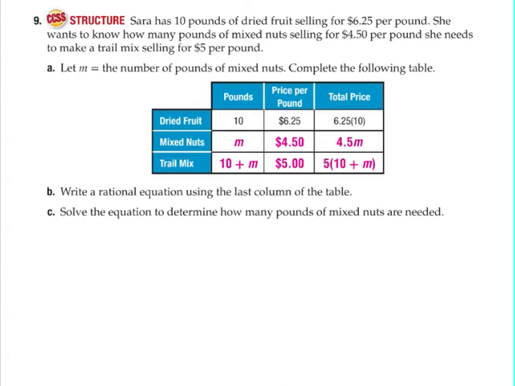Anyway, we need to go ahead and write a rational equation using the last column of the table. So basically, we're looking at this right here. Okay? So, write a rational equation using the last column of the table. Can somebody tell me what that's going to be?